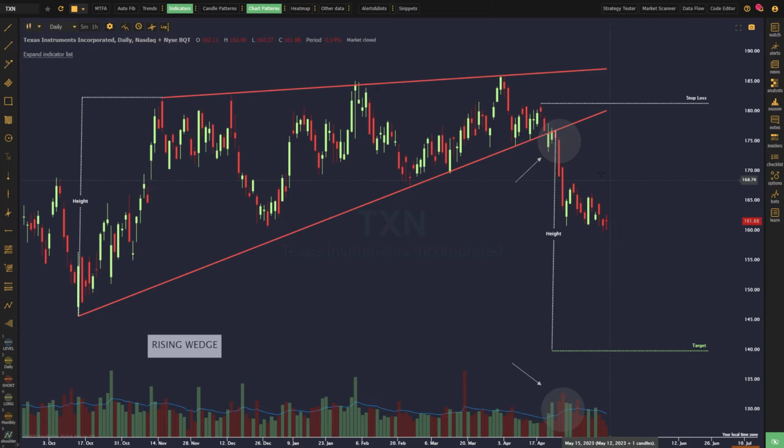To trade them, look for a confirmed breakout below the lower trend line accompanied by an increase in volume. Set a stop loss above the most recent swing high, and a price target can be estimated by measuring the height of the pattern at its widest point and subtracting it from the breakout point.